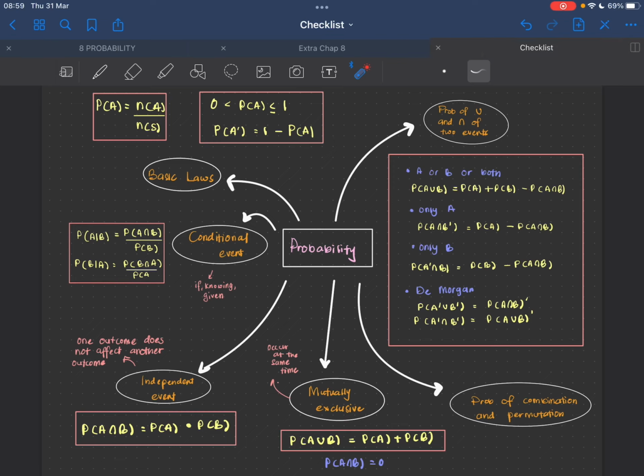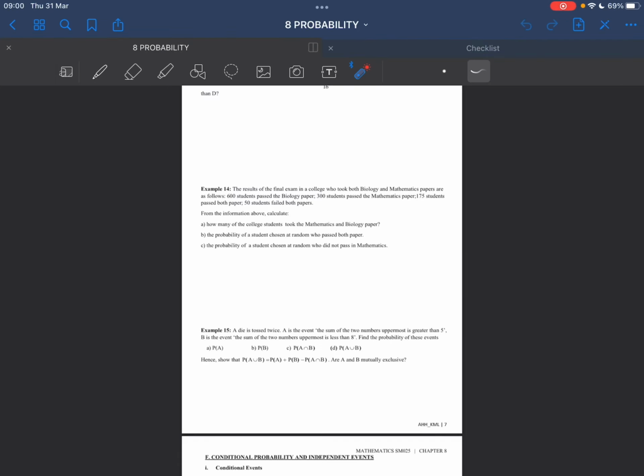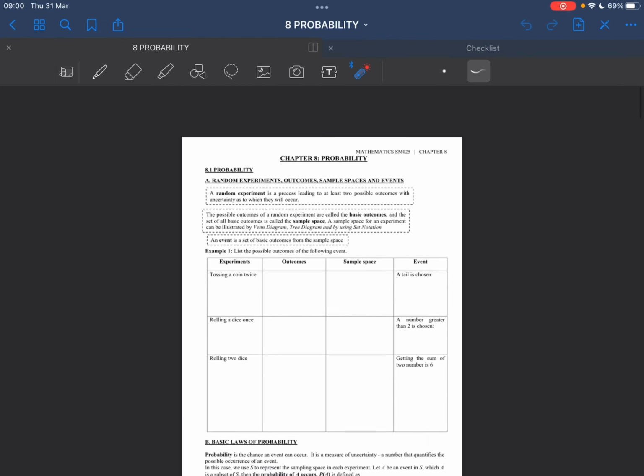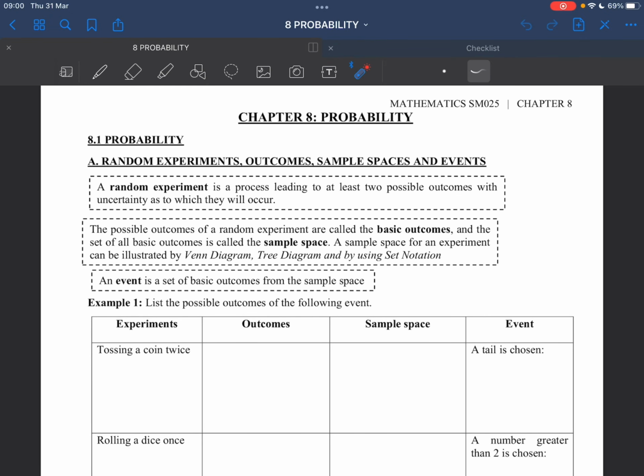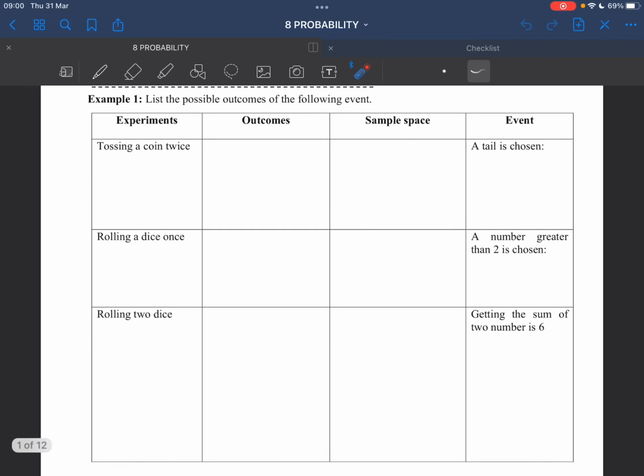So here we have chapter 8, introduction. A random experiment, outcome, sample space. Here we are going to see what is the difference between all these things. So let's just go to example 1. Let's say the experiment is tossing a coin twice. So you have a coin, and obviously a coin has head and tail.